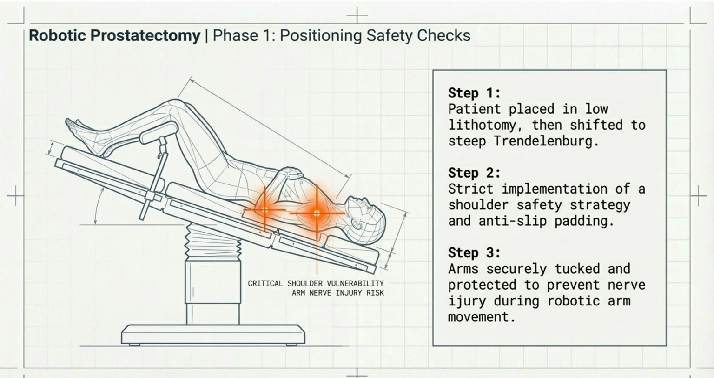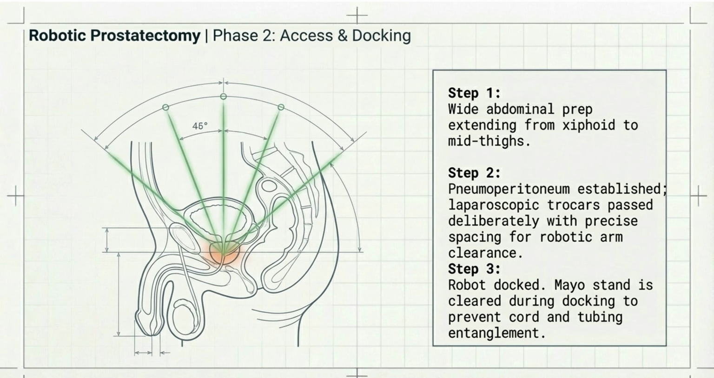This is going to be for that prostatectomy we were talking about during GU surgery. The patient is placed in lithotomy and steep Trendelenburg position. Special attention is given to padding and nerve protection. Again, this is only during robotic. During a regular one, you're going to be in lithotomy. Arms are secured to prevent injury during robotic movement. Proper positioning is critical for both safety and access.